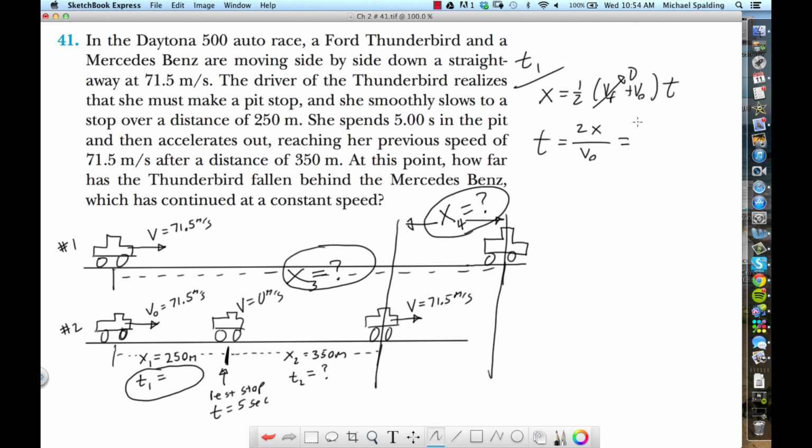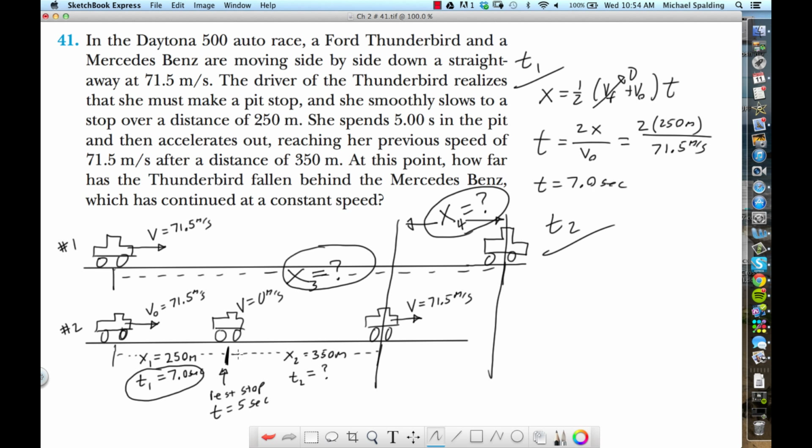So now plug the numbers in. The distance traveled for that part of the journey as she slows down is 250 meters, and V initial is 71.5. So this time comes out to be 6.99. I think it's safe to round that to 7. Okay, so we now have this time, 7 seconds.